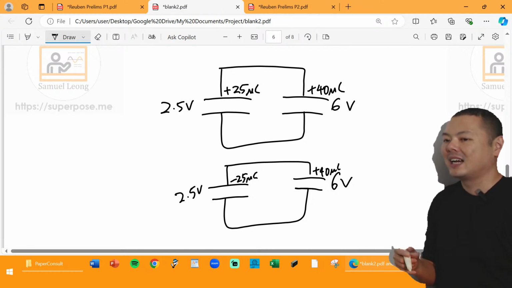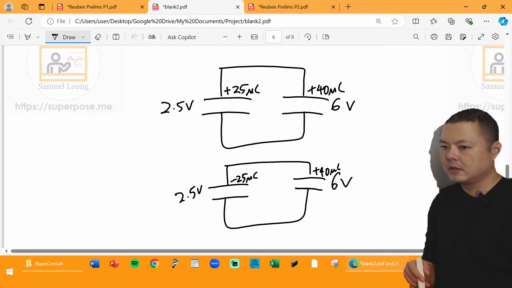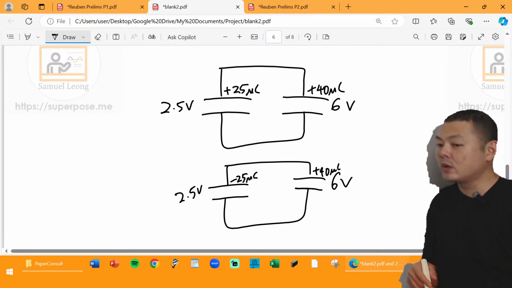But that means the total and the final voltage, I thought it was just 1.5. You see that was 8.5. No, it's not. Absolutely not. It will not be equal to one.